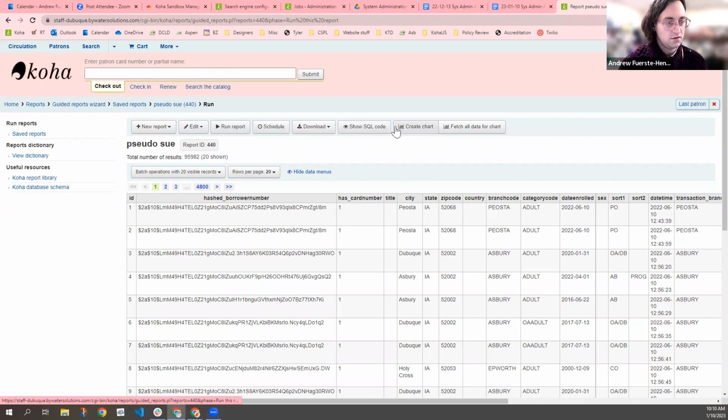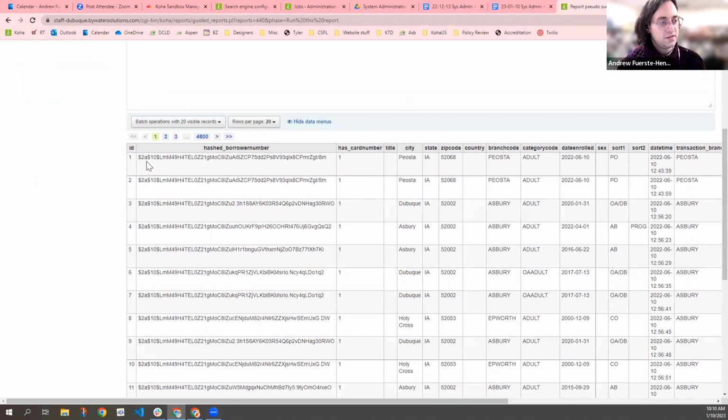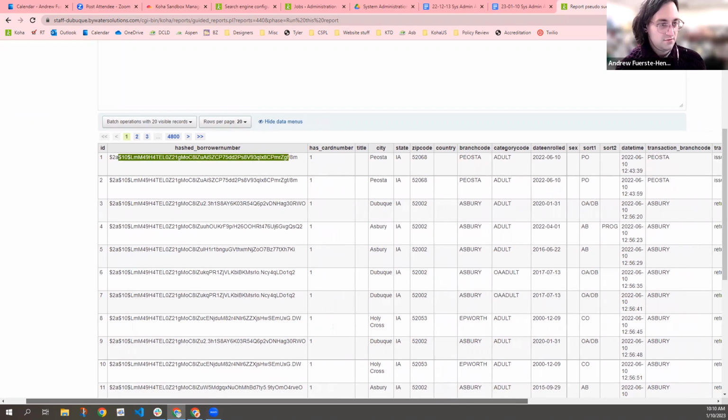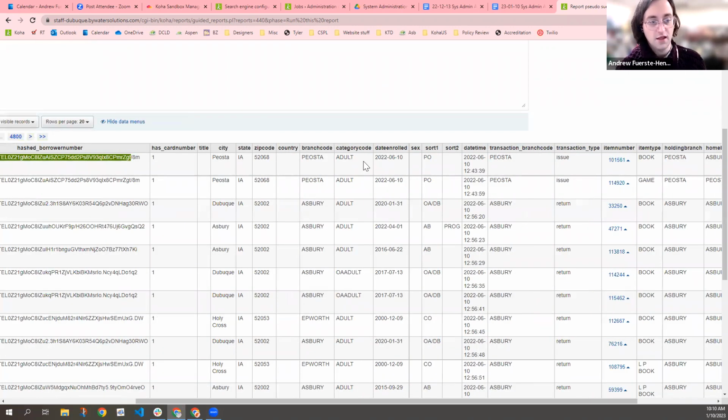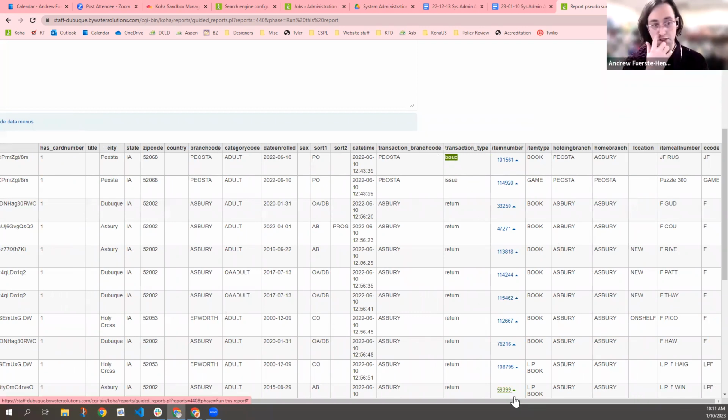Pseudonymization is, however, hard to spell and therefore hard to find in statistics. Here we go. So this is, I think, just all of our pseudonymized transactions. So it knows that this borrower, whatever that long string means, they did something. And at that time, this is all the information we recorded about them. Oh, here we go. They checked something out. They checked out this item.